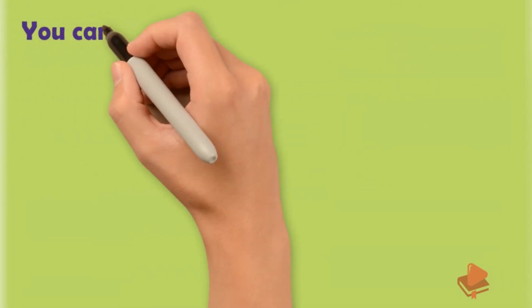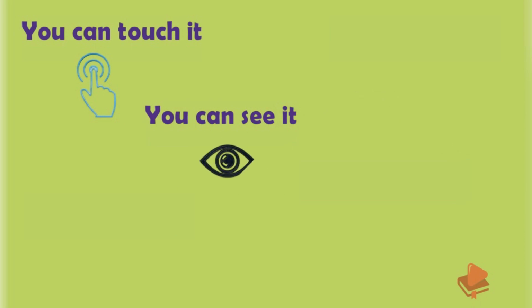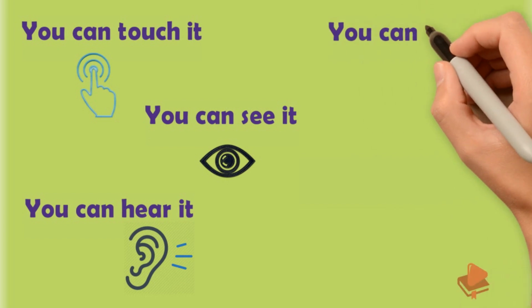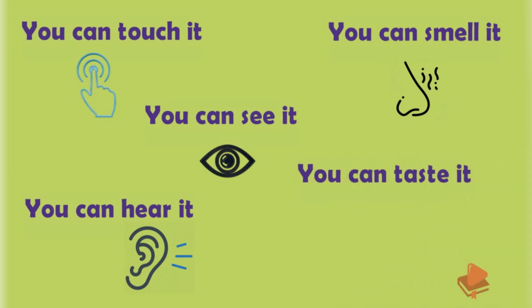So you can touch it. That is one of the senses. You can see it, it's through your eye. So that is one more sense. You can hear it from your ear, right? So that is a sense. You can smell it through your nose. So that is also one of the five senses. And finally, you can taste it with your tongue.